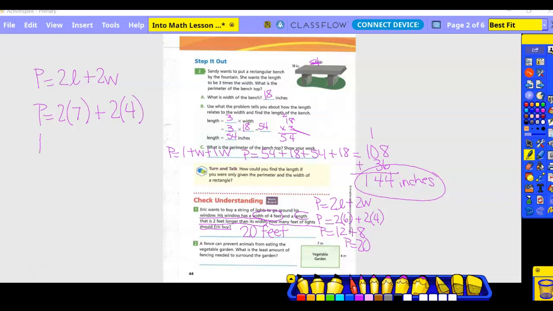So P equals 2 times 7 is? 2 times 7 is 14. Plus 2 times 4 is? 8. So what is 14 plus 8? 22. So our answer is 22. What's our label? 22 meters.